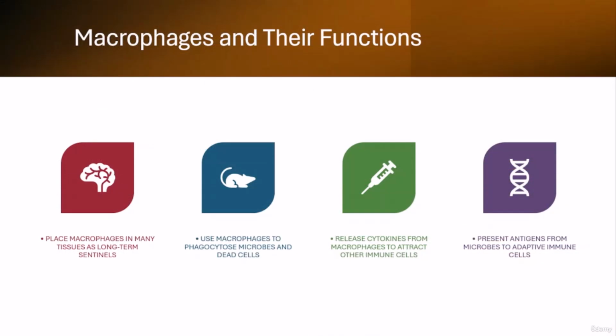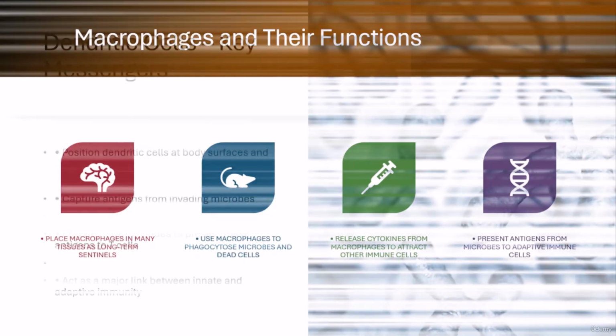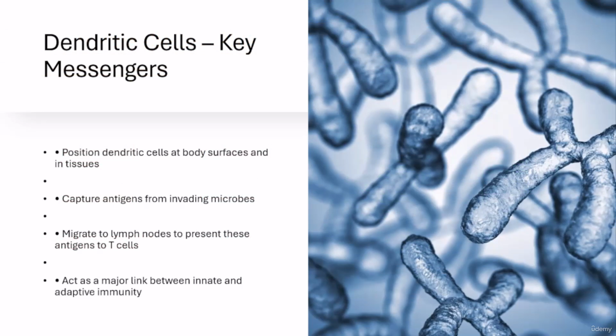Macrophages stay in many tissues all the time, and they act like watchful guards that monitor their surroundings and respond when something looks wrong. They swallow microbes, clean up dead cells, and release signals that attract more immune cells. They also play a major role in guiding adaptive immunity because they present pieces of microbes to other immune cells.